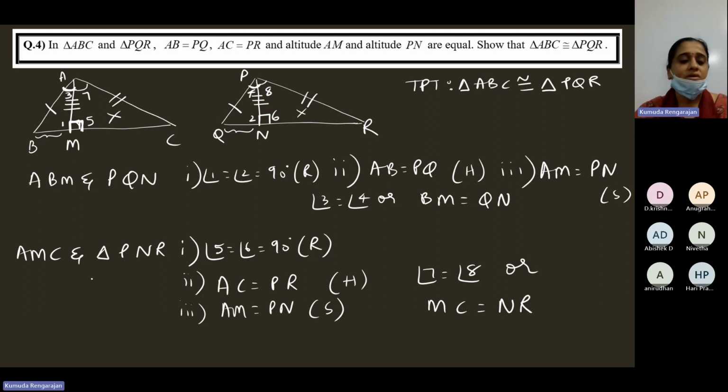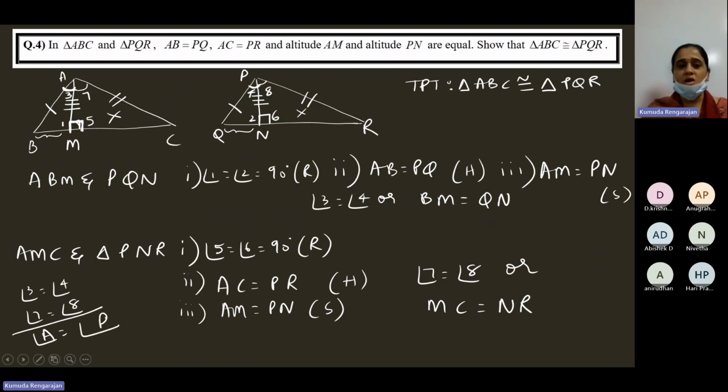Now we have angle 3 is equal to angle 4, and angle 7 is equal to angle 8. So what do you get? What is 3 plus 7? Full angle A. Then 4 plus 8, angle P. So now by SAS, they are congruent.